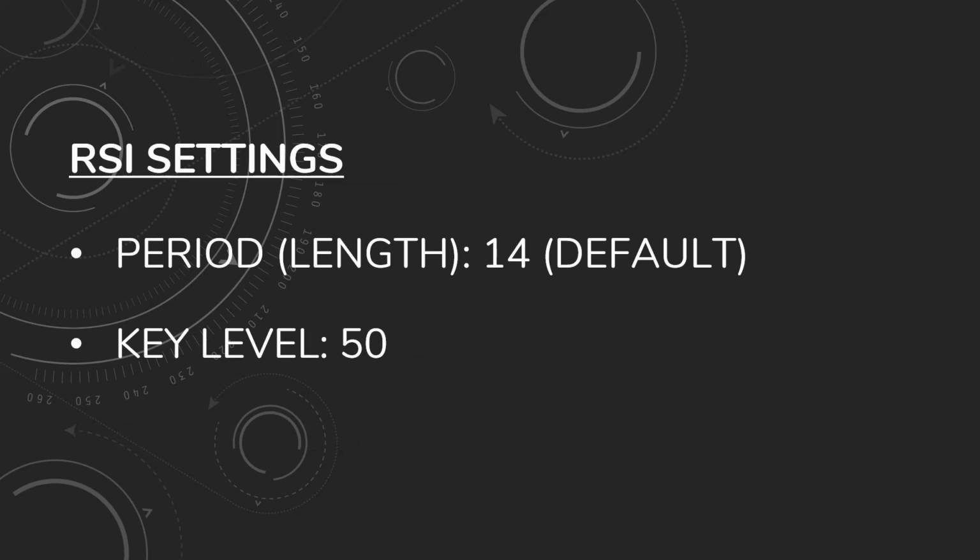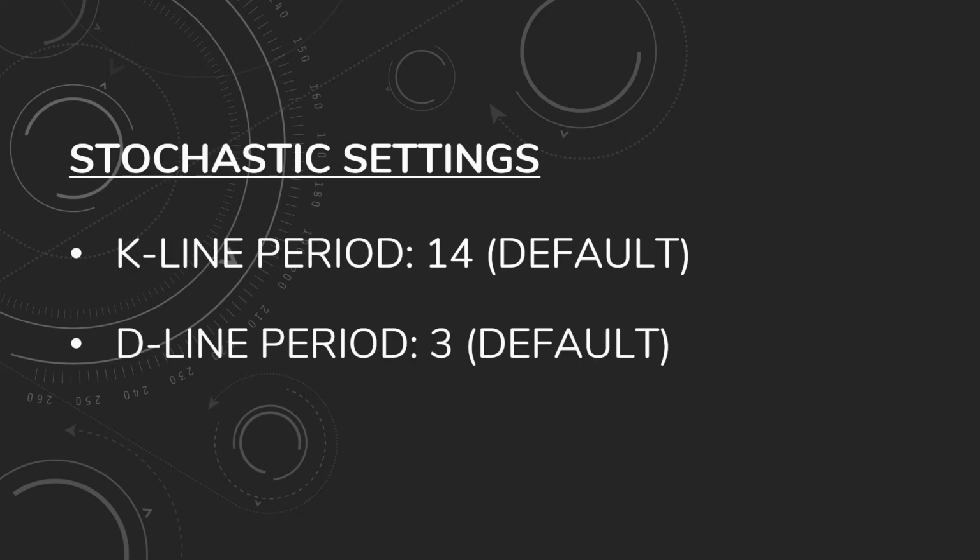A gentle reminder that RSI ranges between 0 to 100, we'll use 50 as a key level to determine the direction of a trend. For stochastic indicator settings, we'll also use the default values. K line is set to 14, and D line is set to 3.